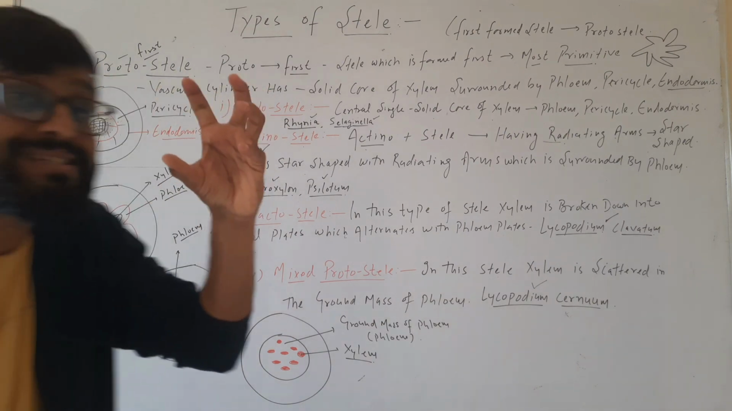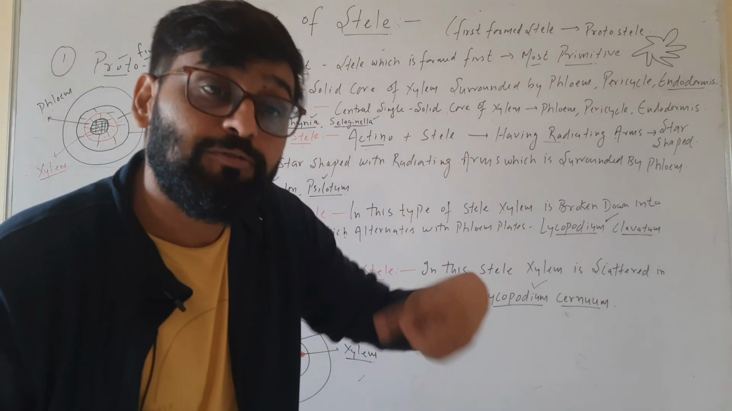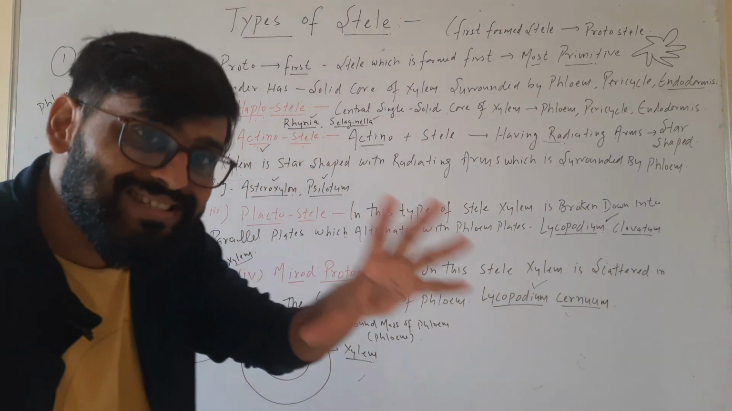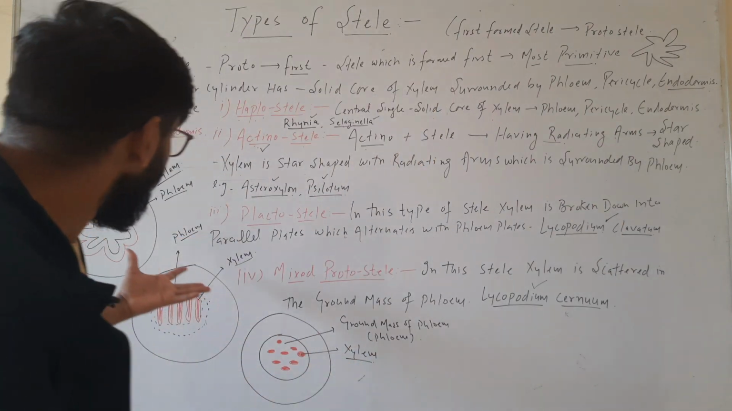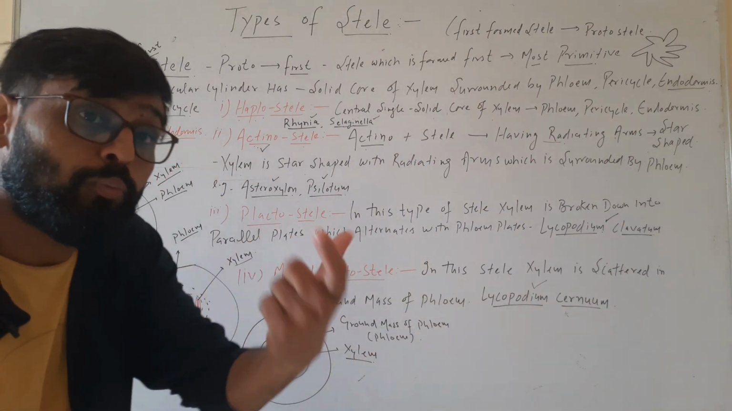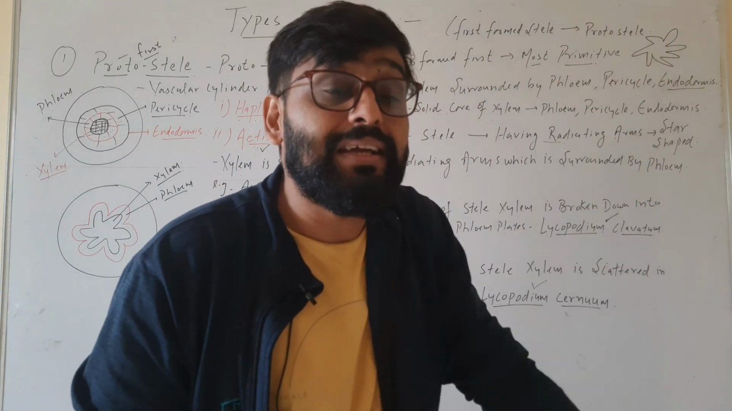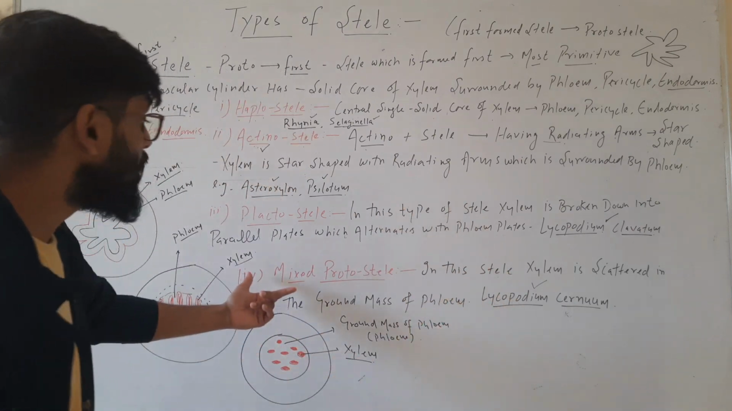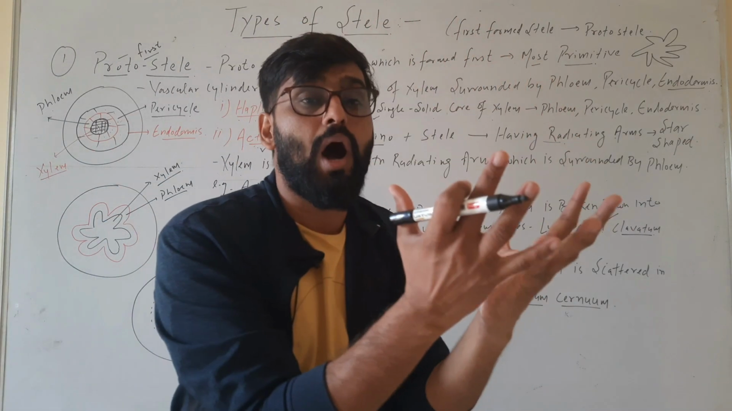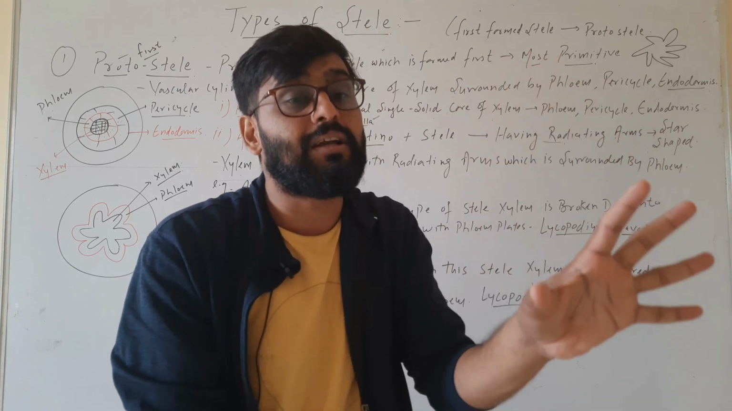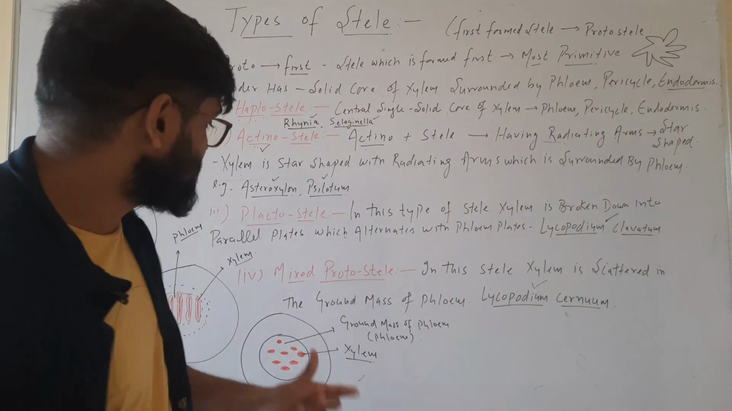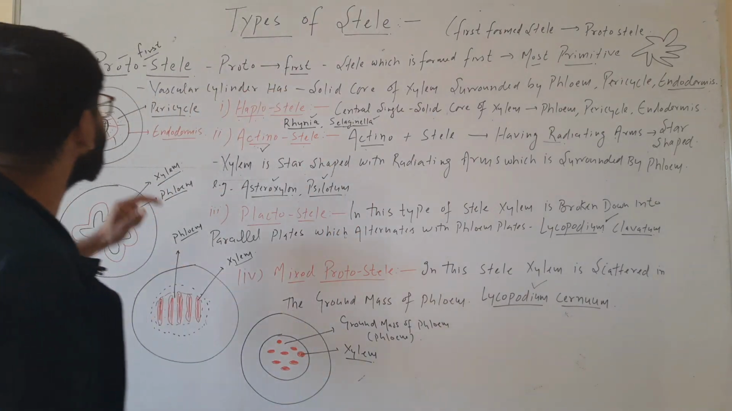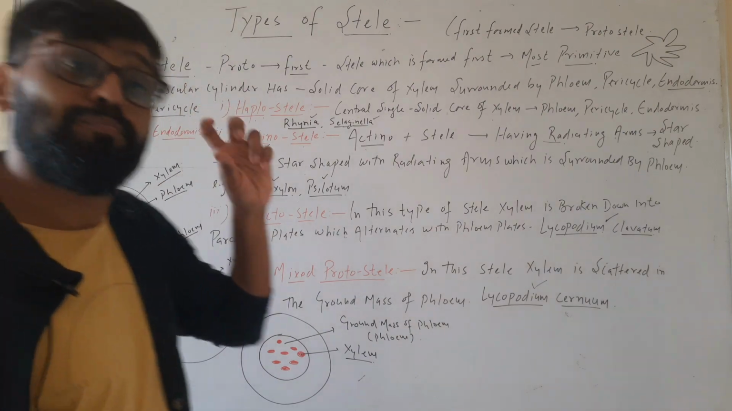Haplostele means a single central core of xylem surrounded by phloem, then pericycle, then endodermis. Now actinostele: the xylem is star shaped, surrounded by phloem. Plectostele, from plecto meaning plates, is divided into parallel plates which alternate, xylem, phloem, xylem, phloem. Now mixed protostele: a whole ground mass of phloem is there, and inside this ground mass some patches of xylem are present. This is called mixed protostele. So this is the first video on types of stele, and it covers all the types of protostele.